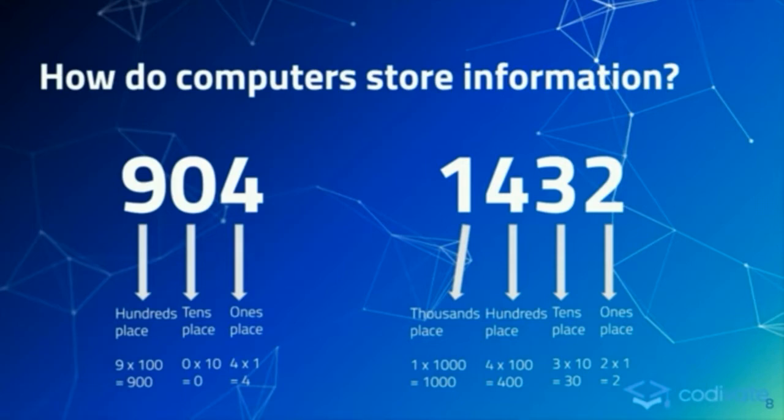In the number 904, there are three places, moving from right to left: the ones place, the tens place, and the hundreds place. Since there are 4 ones, 0 tens, and 9 hundreds, we can multiply the value in each of those places to figure out the total value of the number. We do 4 times 1, which is 4, 0 times 10, which is 0, 9 times 100, which is 900, and then we add everything up to get 904. In the same way, the number 1432 can be thought of as having 2 ones, 3 tens, 4 hundreds, and 1000.